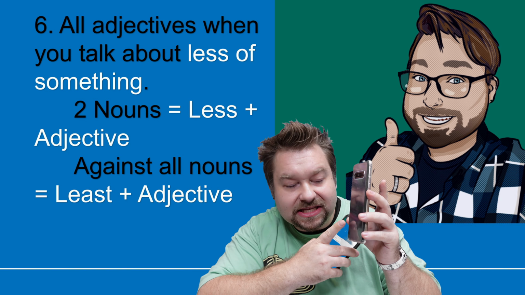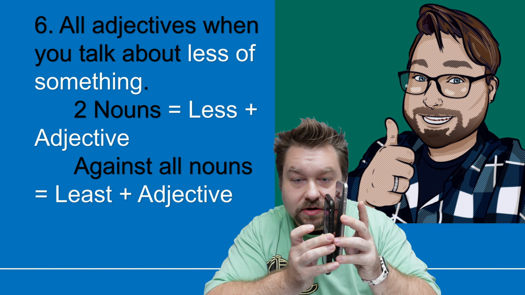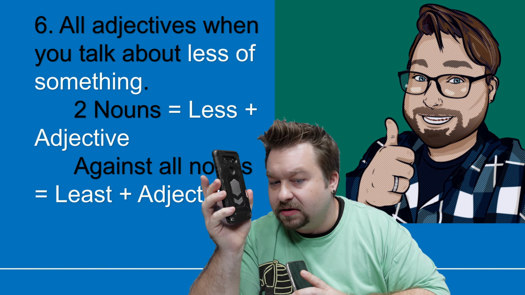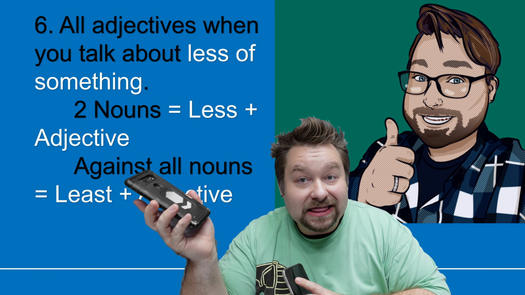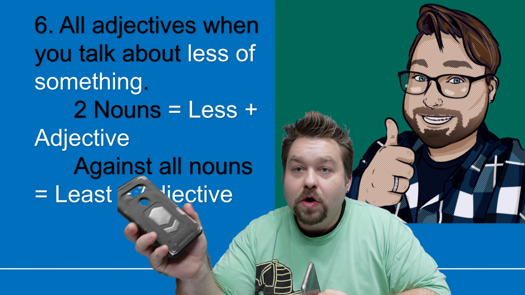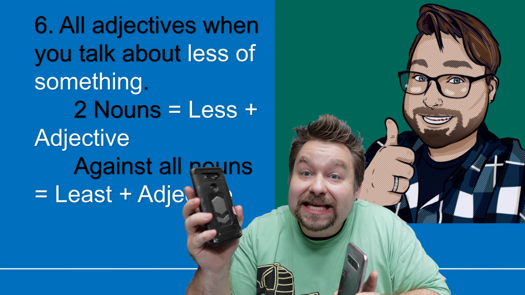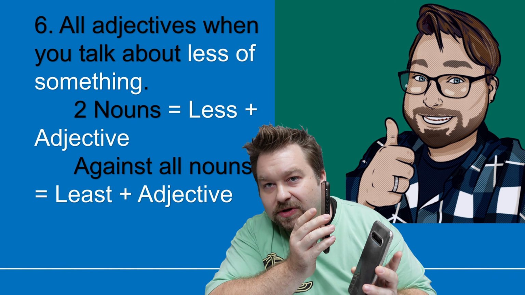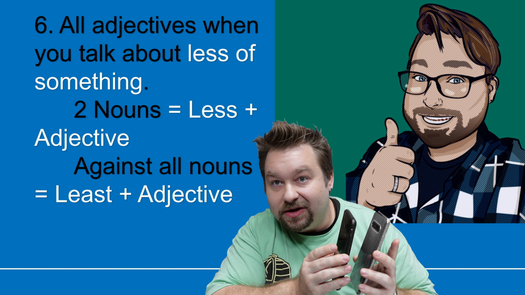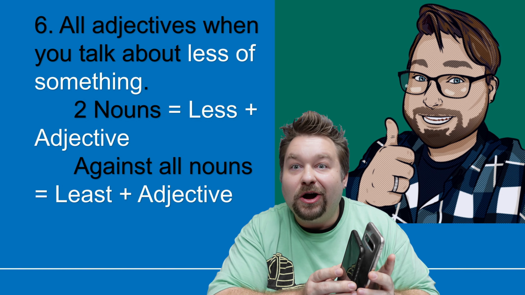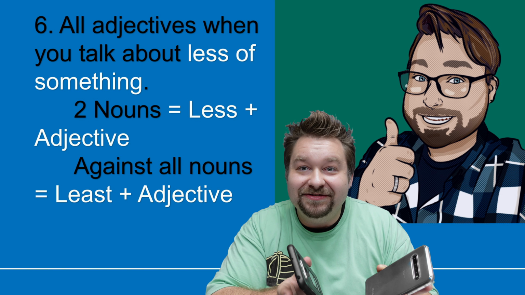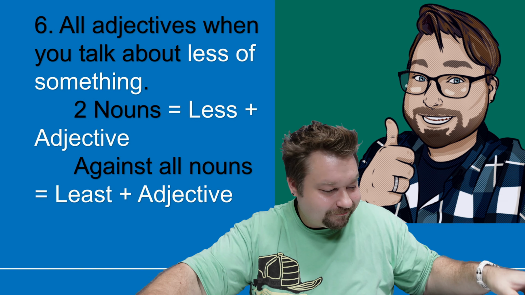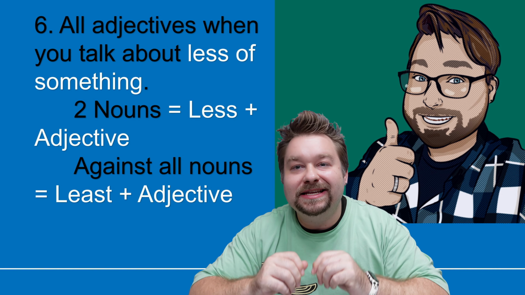This was my subject. This is bigger than this one. But now maybe this is my subject. We're going to say less plus the adjective, or if it's one versus all, least plus the adjective. See this? One versus this one? This one is less big, right? It's less large, less long, okay? It's less.